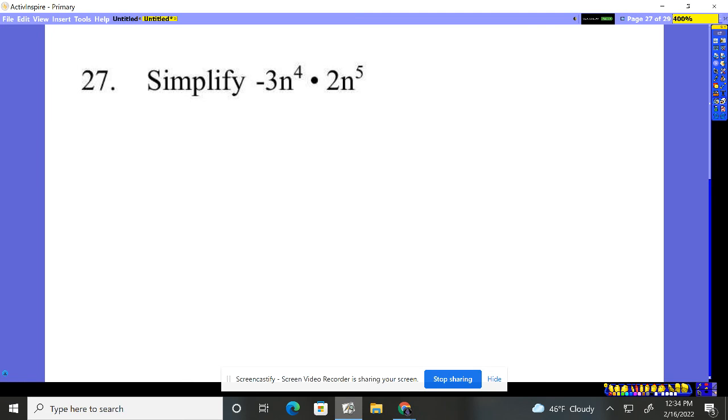27, it wants us to simplify this. Well, if we write it out, it says -3 times c to the fourth, which is n, times 2 c to the fifth. 1, 2, 3, 4, 5. So what do we have? Well, -3 times +2 is -6.